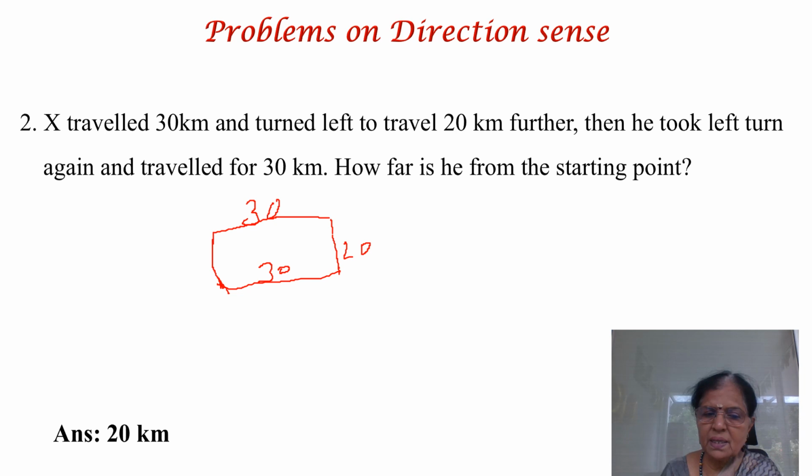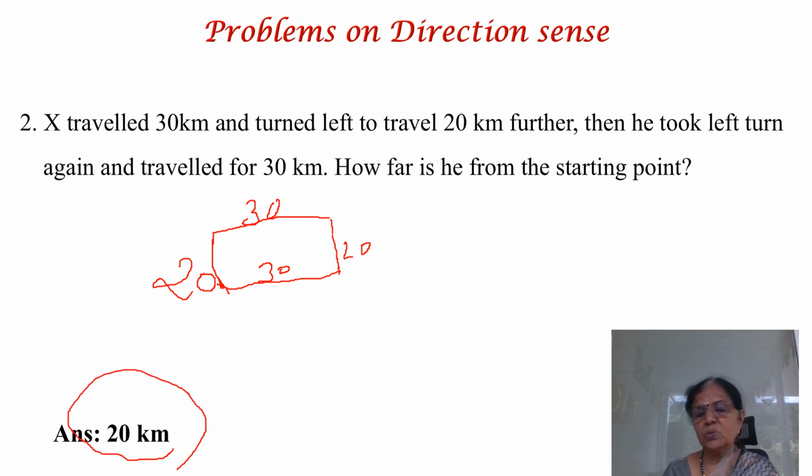This is 20 because this is a rectangle where the opposite sides are equal, 2 lengths and 2 breadths. So the 2 lengths are equal, 30, 30, and here the breadth should also be the same, 20 kilometers. So this is very easy, and here we are not making use of any triangle. Here it is a rectangle. So it's comparatively very easy.